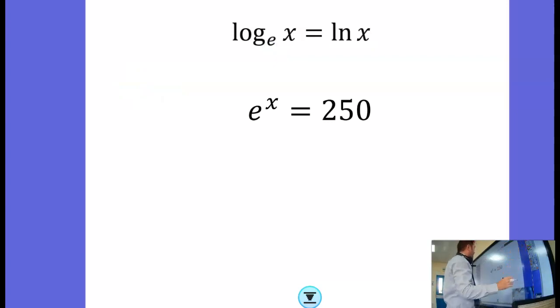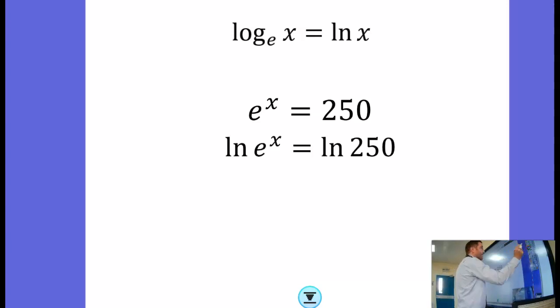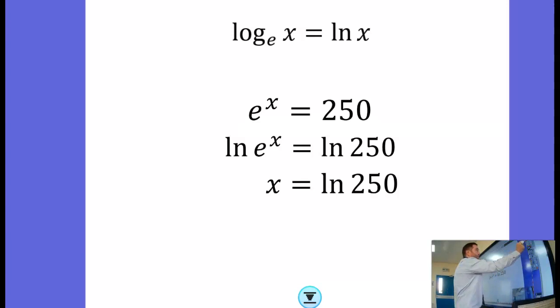Okay, let's see what we can do with it. Let's say we had this: we want to know e to the power of x equals 250. Well, what we can do is use that natural logarithm, that ln, and take the natural logarithm of both sides, and that will tell us what x equals. So x will equal ln 250. It's worth noting here that ln e sort of cancels out. If you're finding the logarithm with the same base as the number you're doing to the power of, they cancel out. So ln e always cancels out.